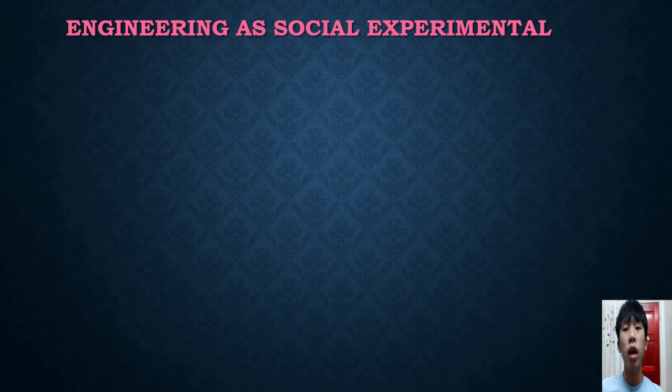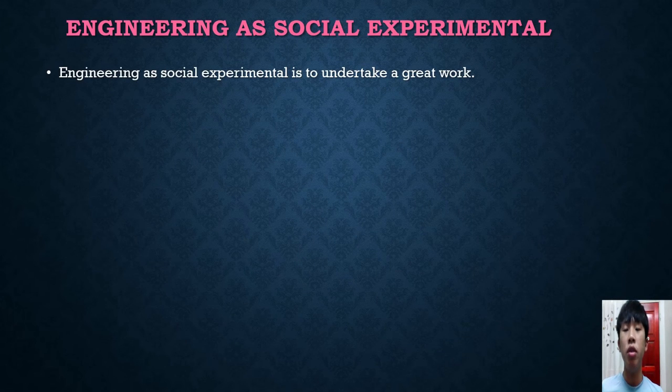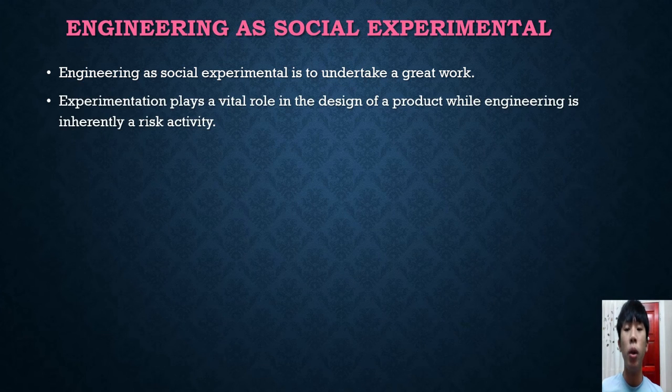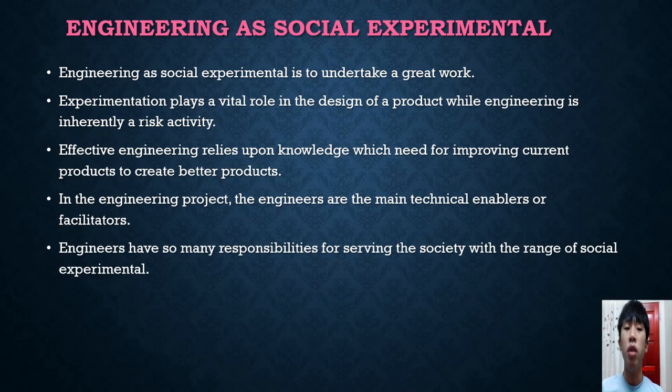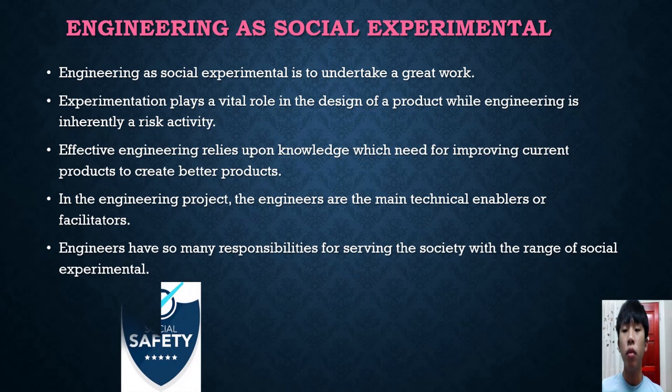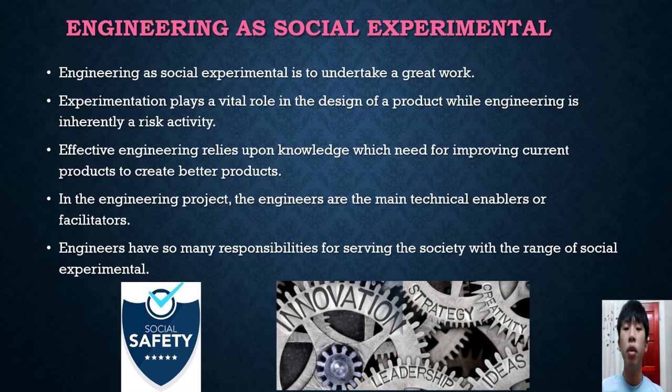The next one is engineering as social experimentation. The meaning of engineering as social experimentation is to undertake great works in the workplace. Experimentation plays a vital role in the design of a product, while engineering is inherently a risky activity. So effective engineering relies upon knowledge, which is needed to improve the current product to create a better product for the company.